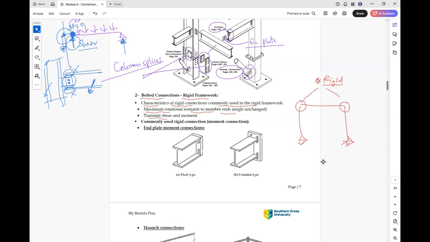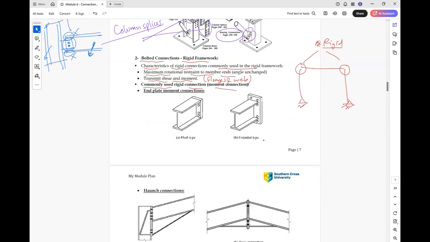This connection transmits shear and moment. That's why you need to connect the two flanges and the web. A commonly used rigid connection is the moment connection, of this type, the end plate moment connection. These are two types of end plate moment connection. One of them is flush. As you can see here, the connection plate ends with the member, or is extended. So the connection plate is a bit bigger here.